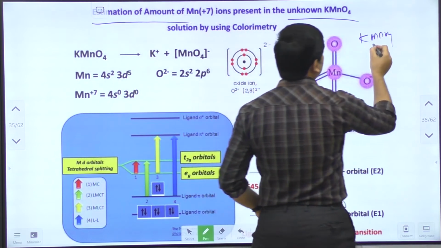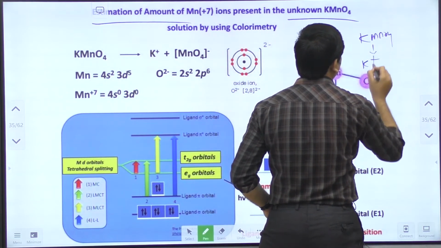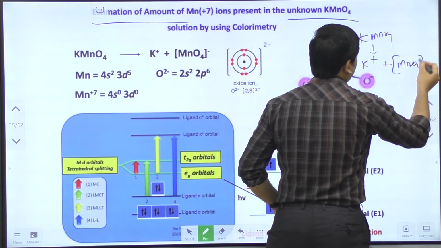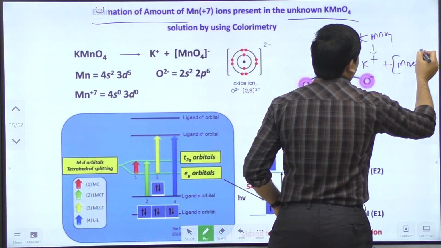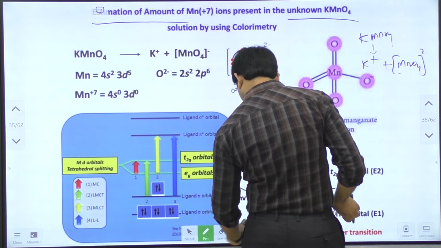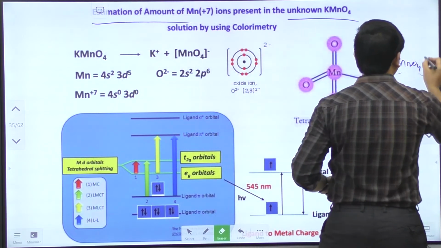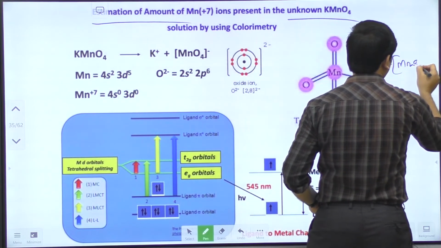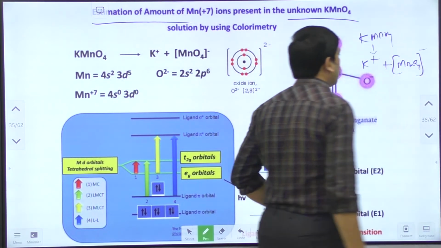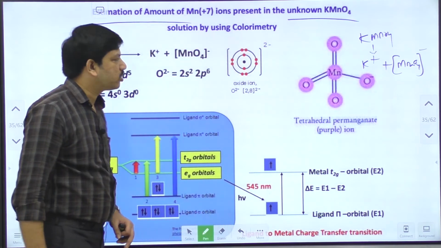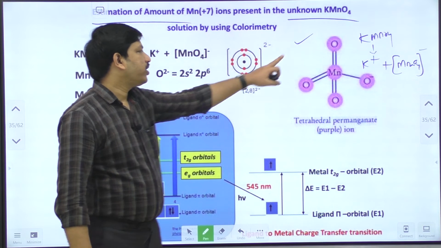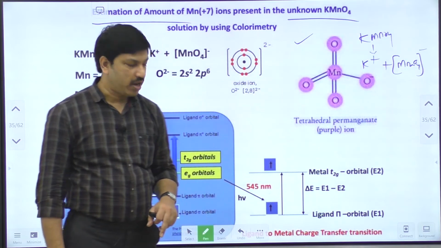KMnO4, in solution medium, forms K+ ion and the permanganate ion, MnO4 minus, like this, and this is the corresponding structure of the permanganate anion. It is tetrahedral in nature in this manner.